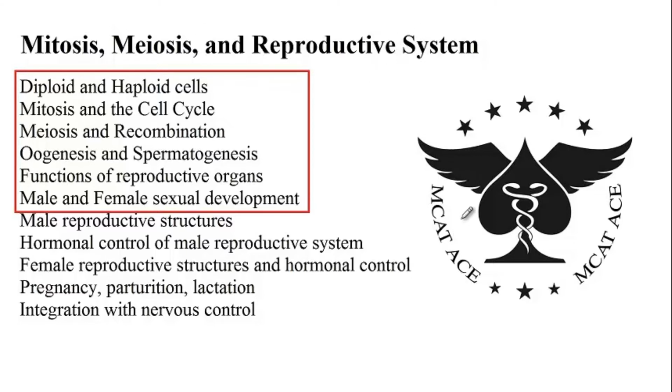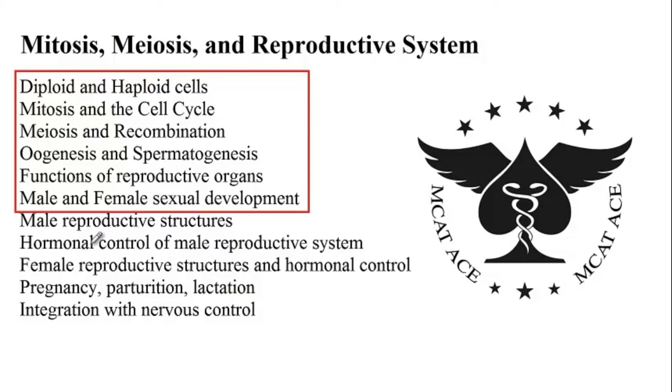So I've divided this lecture into two parts. In part one we are going to review all the topics that are shown here in the red box, which includes the difference between diploid and haploid cells, the mechanisms of mitosis and meiosis, how eggs and sperm are produced, the other terms for which are oogenesis and spermatogenesis, and then go over the functions of different reproductive organs, and in the end discuss how male and female sexual organs develop from their embryonic structures.